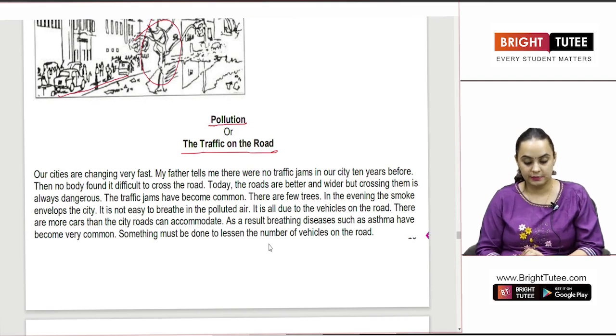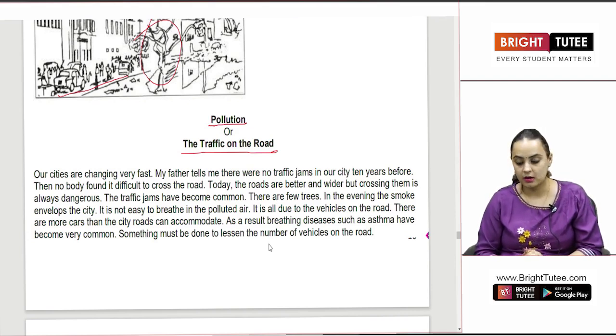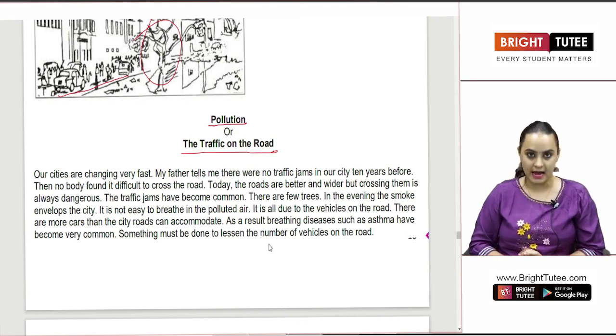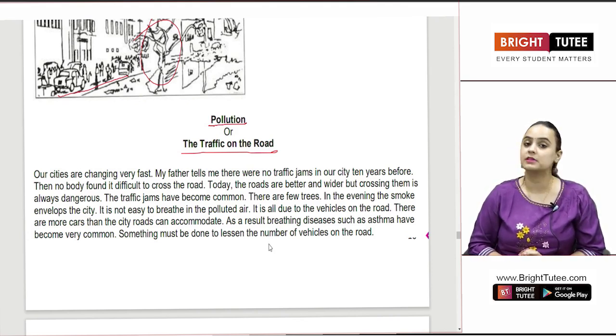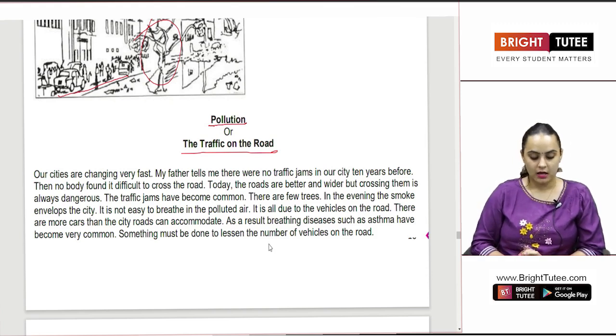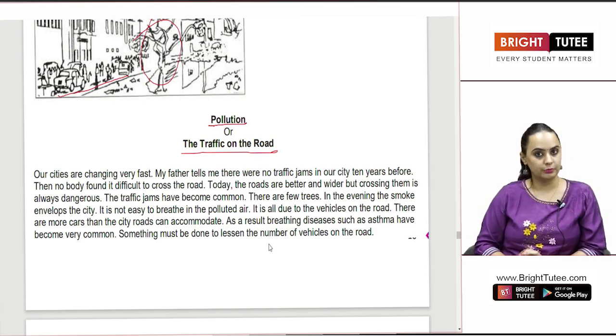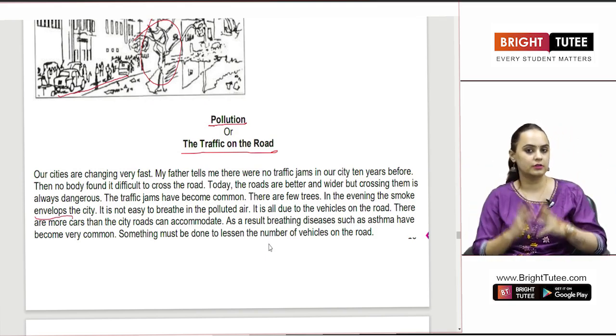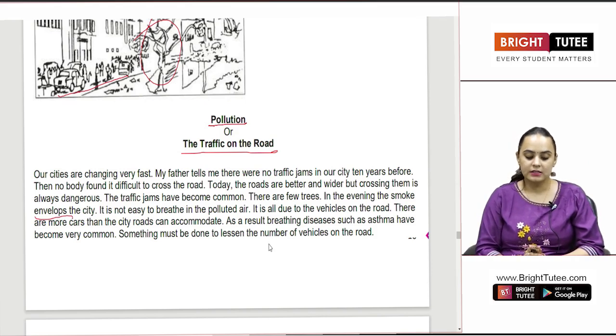My father tells me there were no traffic jams in our city 10 years before. Then nobody found it difficult to cross the road. Today, the roads are better and wider, but crossing them is always dangerous. The traffic jams have become common. There are few trees. In the evening, the smoke envelops the city. Envelops means surrounds, covers the whole city. It is not easy to breathe in the polluted air.